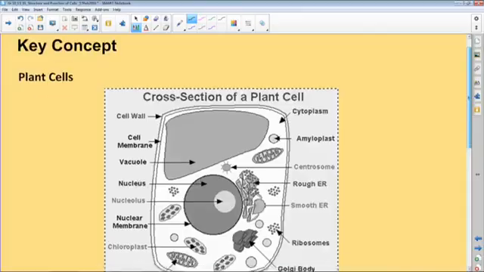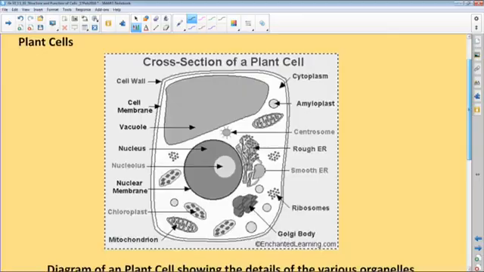I want to go through one more cell. I know that you guys are getting tired, but you get your plant cell. So I want to go through one more before we take a break. Okay, let's have a look.